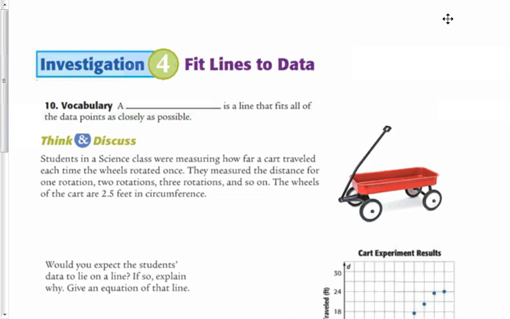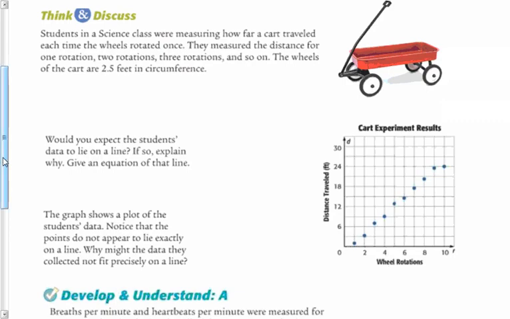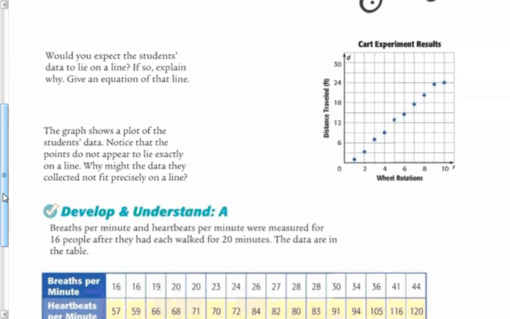What we're going to do here is learn how to fit lines to data that isn't quite perfect. And we're going to use a couple methods of doing that, including technology. Important vocab here is that a line of best fit is a line that fits all of the data points as closely as possible. This example here kind of gives you an idea of what we might be going at here.